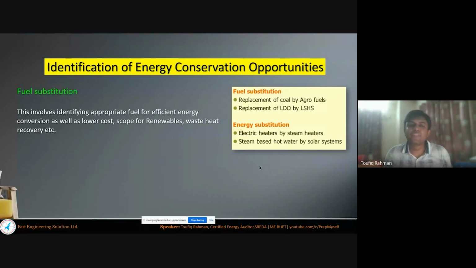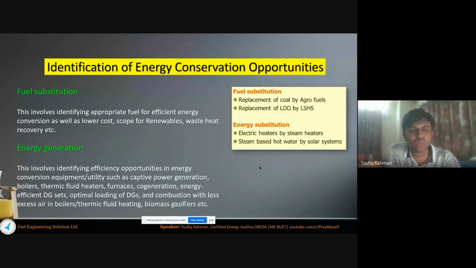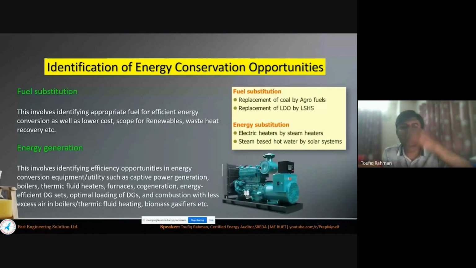So someone drives a natural gas vehicle, and someone tells him to go to an electric vehicle, so it will reduce your cost. Yes, this is also fuel substitution. Another thing is that you can go for energy generation, meaning energy saving opportunities in energy generation. If you have a DG set, change the DG set to a natural gas set. This kind of thing can save energy.